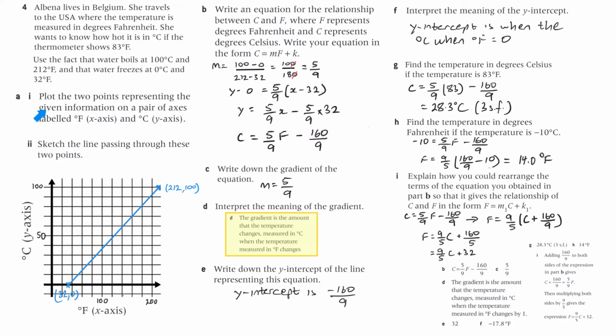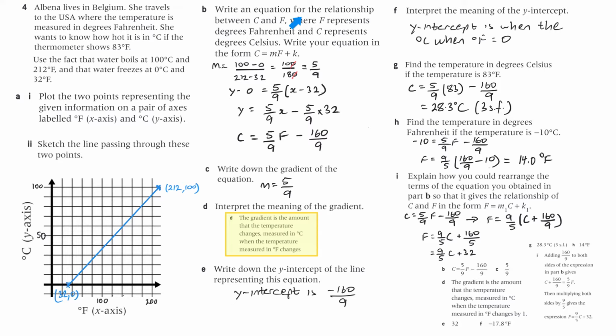A. Plot the 2 points representing the given information on a pair of axes labelled degrees Fahrenheit on the x-axis and degrees Celsius on the y-axis. Now in the back of the book, they've actually put F on the y-axis and C on the x-axis, so I redid that one here. Sketch the line passing through these 2 points. So the F is on the x-axis, C is on the y-axis. I've gone from 0 to 200 here and 0 to 100 here, and I've put the points on. That's 212 Fahrenheit is 100 degrees Celsius, and 32 Fahrenheit is 0 degrees Celsius.